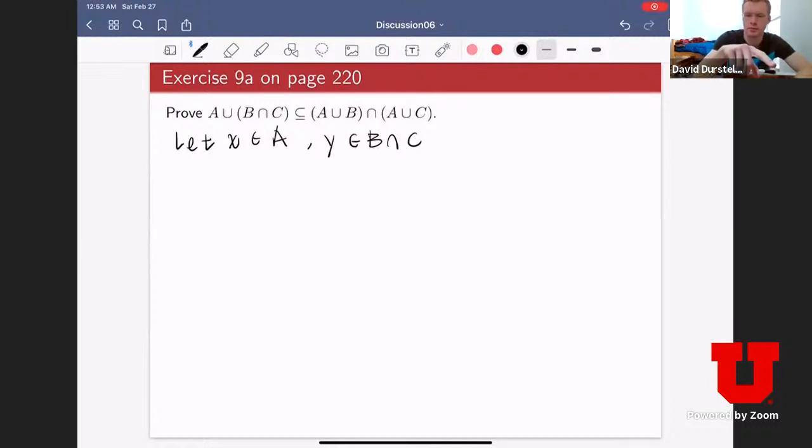And then Y, well, since Y is an element of B and an element of C, by definition of intersection, Y is a member of the left one because of the B there, by definition of union, and it's a member of the right one because of the C there, by definition of union also. Therefore Y is contained in both parts, so it's contained in the right-hand side of the statement. And because X and Y are contained, then the entire statement is contained. Does that make sense?